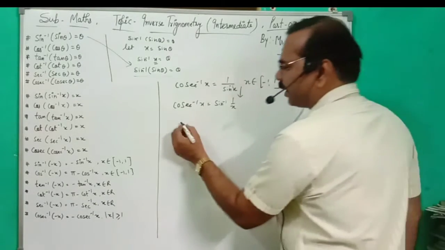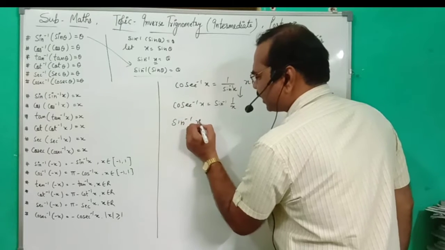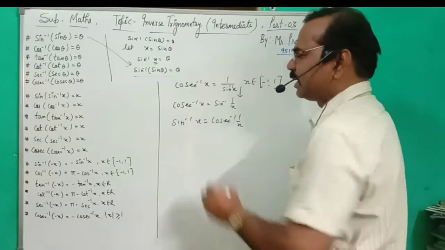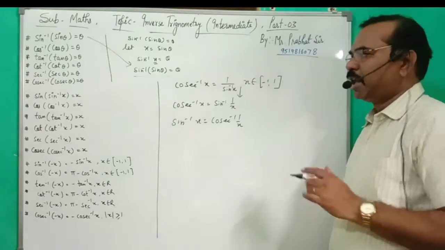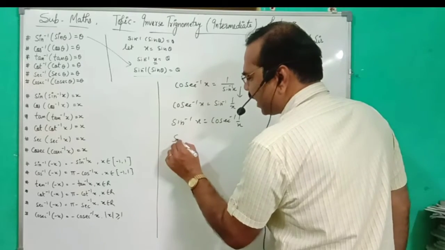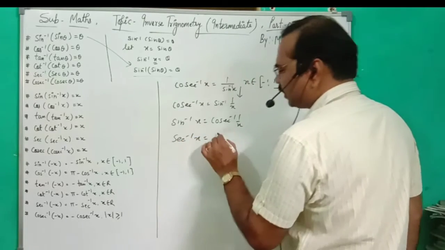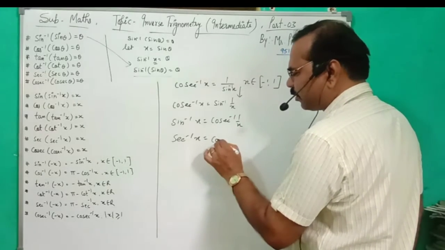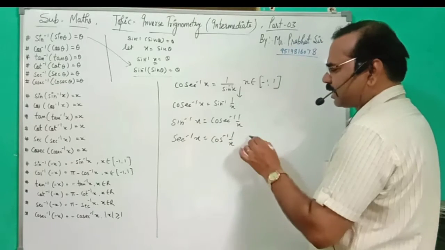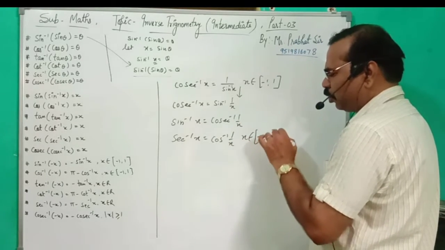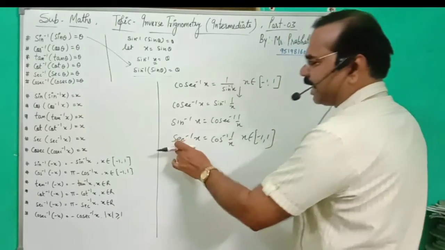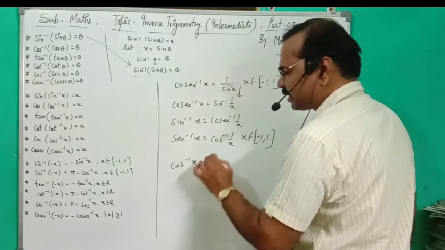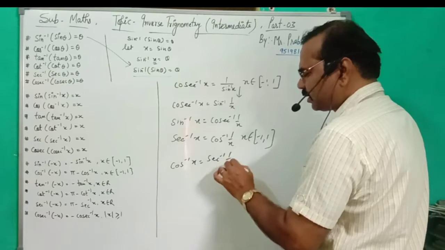Or we can write sin inverse x is equal to cosec inverse 1 upon x. That is the relation between cosec and sine. Now next we take sec inverse. Sec inverse x we can write as 1 upon cosec inverse x, or we can write cos inverse 1 upon x. Here also x belongs to minus 1 to plus 1. Now sec inverse is related to cos inverse, so cos inverse x is also related to sec inverse 1 upon x.